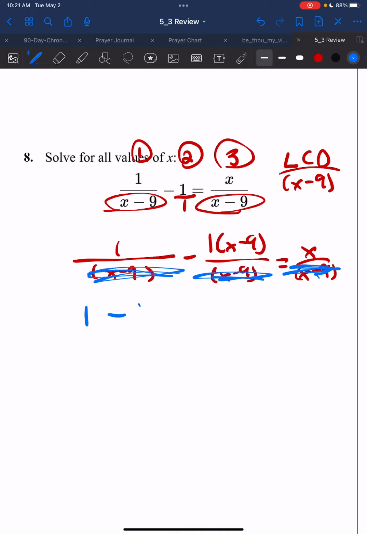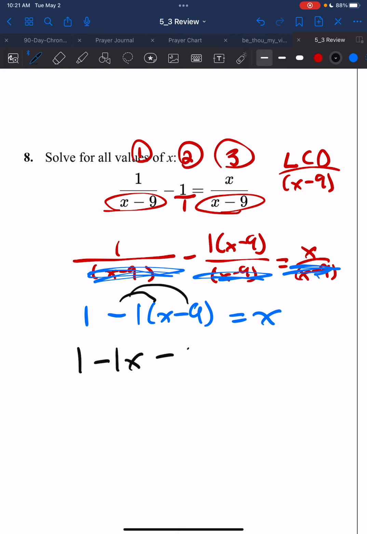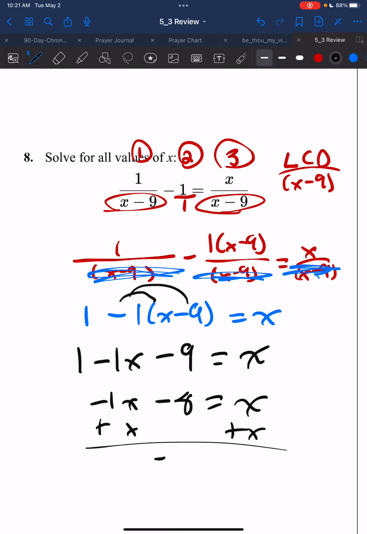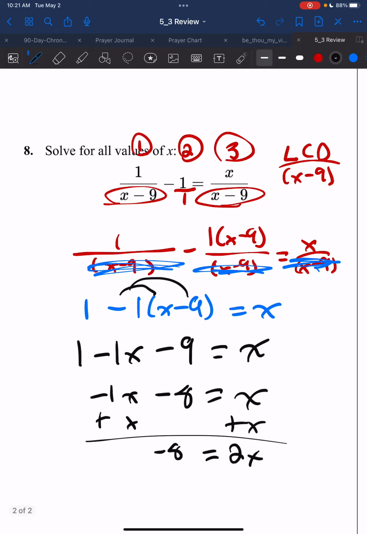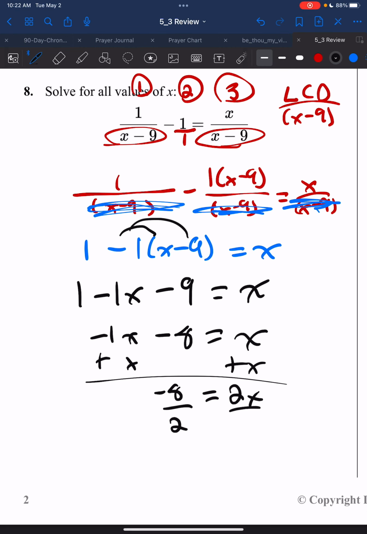So I've got 1 minus 1, negative 1, x minus 9, and x. So here, I'm just going to distribute this out. This negative 1, so I'm going to have 1 minus 1x minus 9 equals x. Combine like terms. We have negative 1x minus 8 equals x, add x, add x, and that's going to give me negative 8 equals 2x. Divide by 2, and negative 4 equals x.